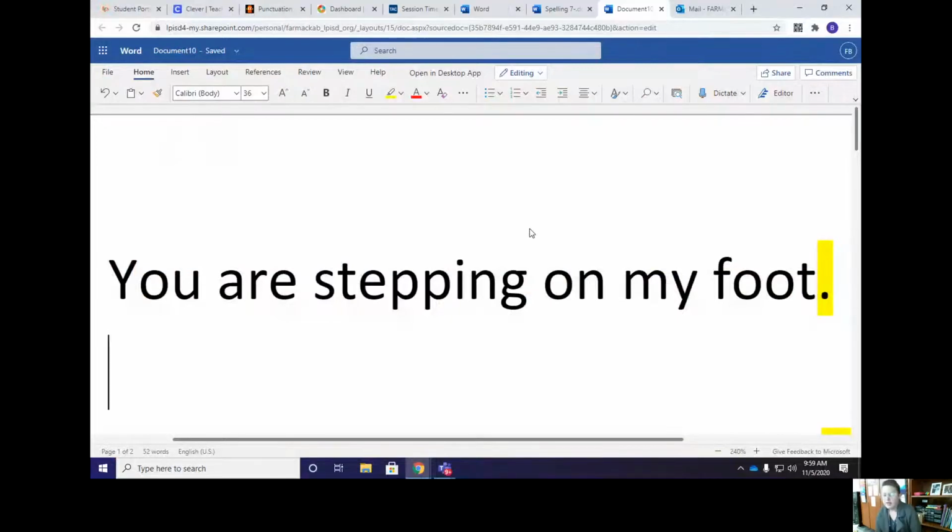Okay, so this sentence, you are stepping on my foot. Now, this is a declarative sentence because we are stating something. Typically on all declarative sentences, you have a period. We need to make sure that all of our sentences have punctuation at the end of them. I have seen many assignments that do not have punctuation. So we are going to make sure that we at least put some sort of punctuation at the end.